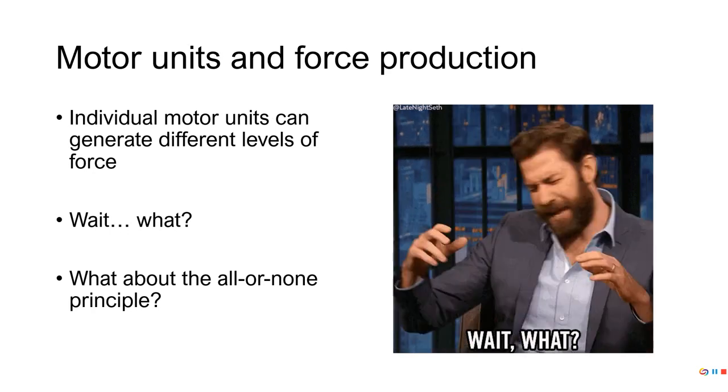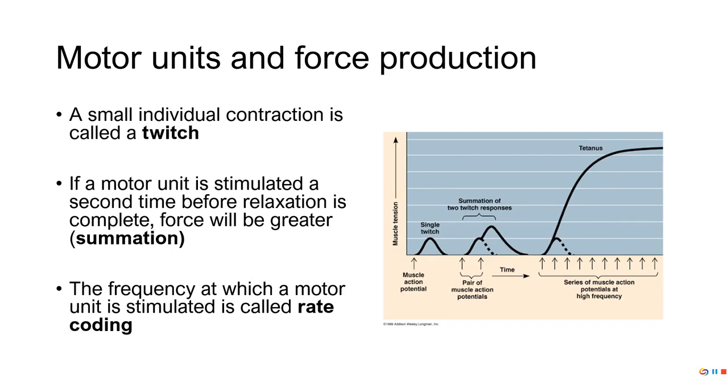If we just have a small individual twitch where the muscle contracts and then it relaxes, like this first little bump on this figure here, we call that a twitch. So it contracts, relaxes, nothing else happens. But if we have a second stimulus or a second contraction that occurs before the muscle is fully relaxed, then we call that a summation. And notice what happens is we've got greater force production. So now we're here.